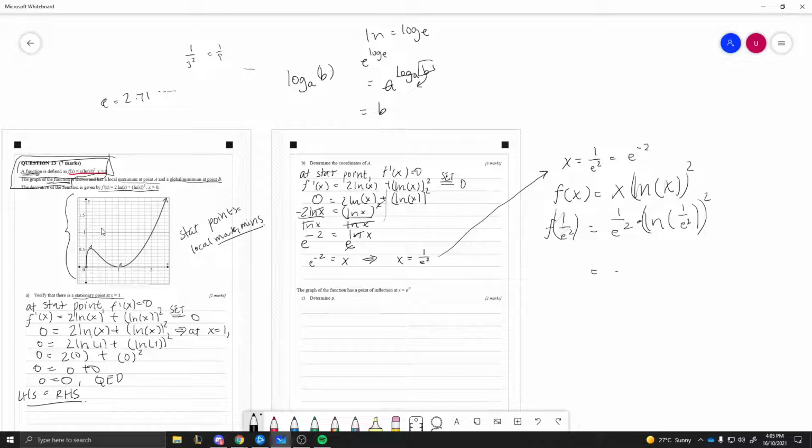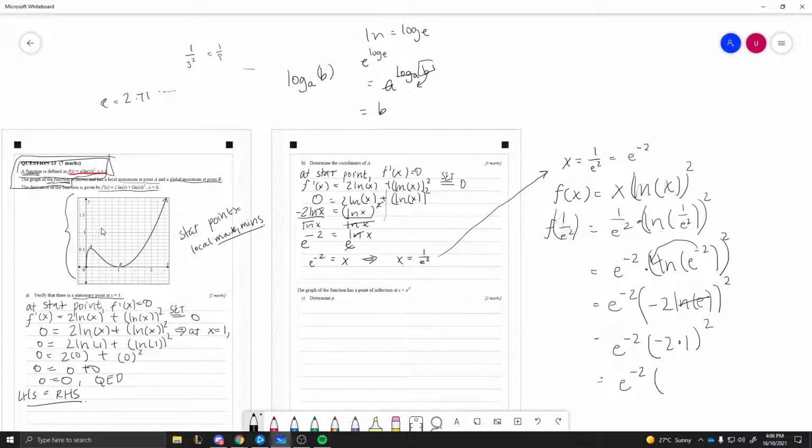So it's equal to e to the negative 2 multiplied by ln of e to the negative 2, and that in brackets squared. And now, with ln, with any log, you can bring the power to the front and just multiply it. So that would equal e to the negative 2, and then negative 2 ln of e, squared, because you just brought this and put it in the front. Ln of e is equal to 1, so you can just cancel this. So you'll end up with e to the negative 2 multiplied by negative 2 times 1 squared, equals e to the negative 2, and then negative 2 squared.